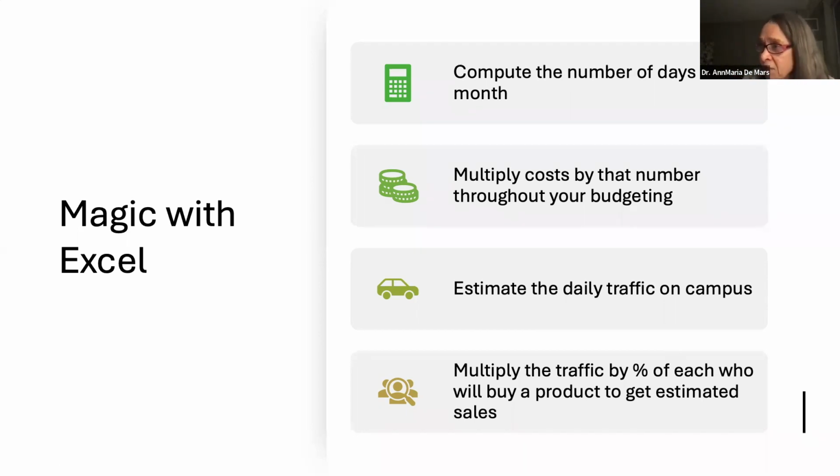So what I am going to do is compute the number of days in a month, which I already showed you how I did, but I'll show you in a sec. I'm going to multiply costs by that number through the whole budgeting. I'm going to figure out how much we're going to sell per day. I'm going to estimate the daily traffic on campus and figure, remember last time we talked about your service available market and your service obtainable market.